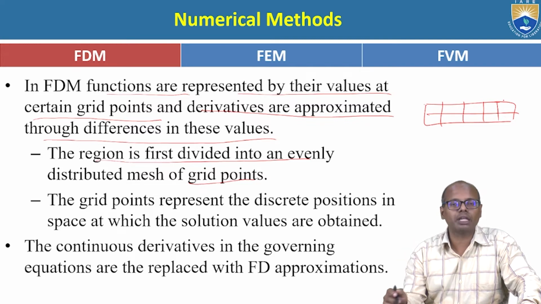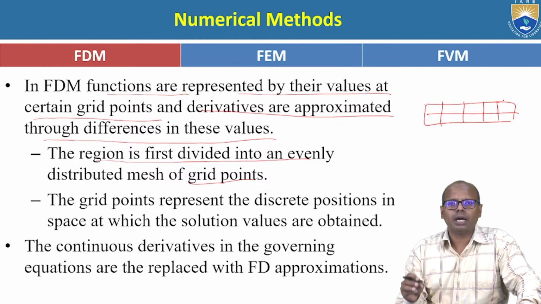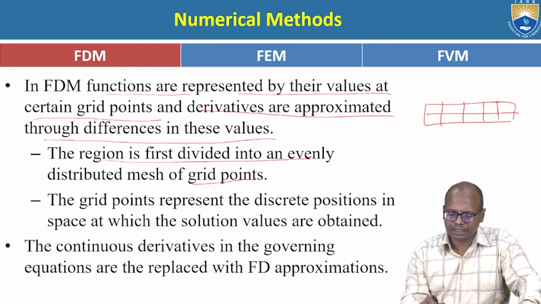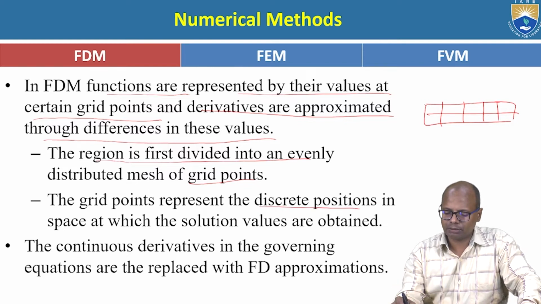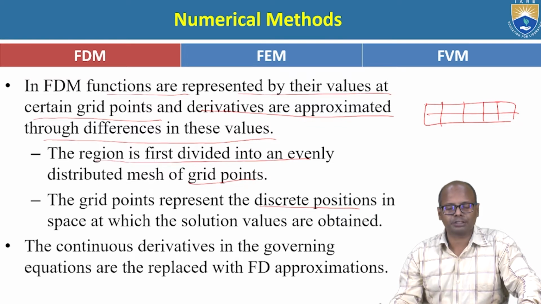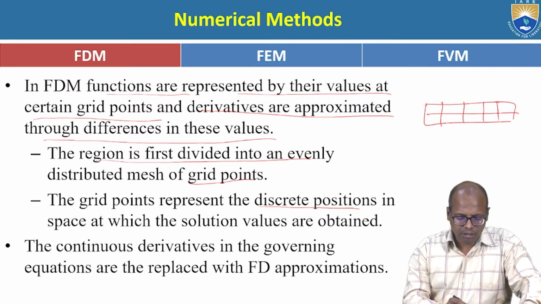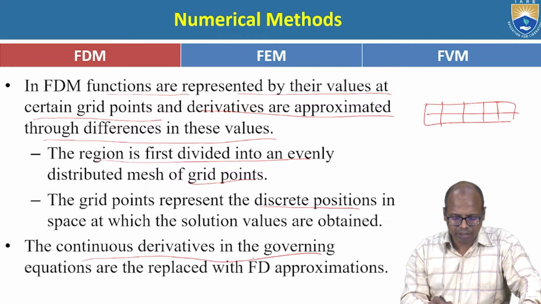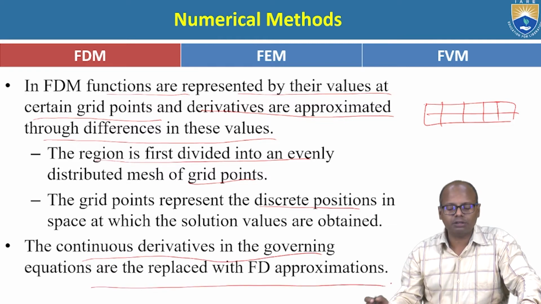Each grid point will have some x and y values, and these grid points are representing some discrete points. This is representing a particular point, this is representing a particular point, like that. All these different grid points are representing different positions in the space. Okay, the continuous derivatives in the governing equations are replaced with finite difference approximations. That is what I have said.